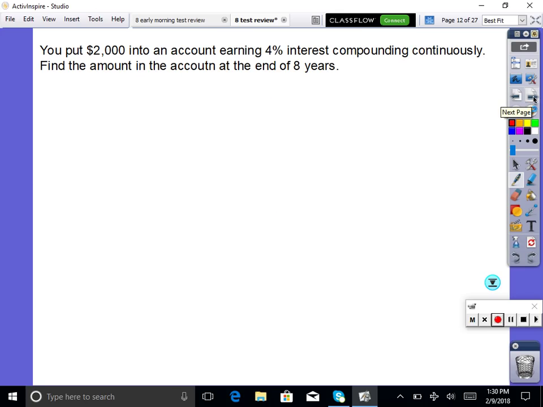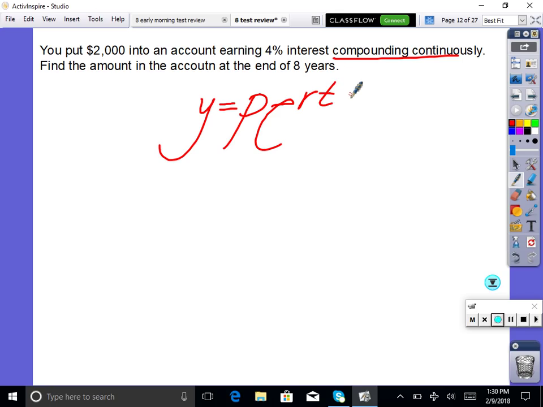Okay, you put $2,000 in an account earning 4% interest compounding continuously. Once again, because of that special word, compounding continuously, and only because of that, we're using Pert. Now I write it down. y is equal to Pe^(rt). Then I'm going to plug in everything I know.